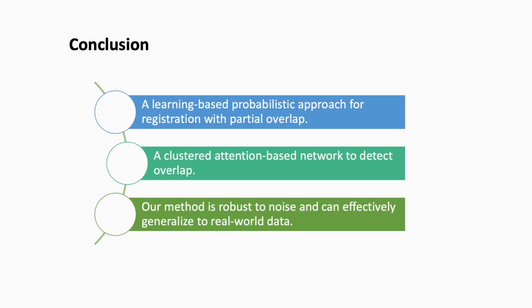We presented a learning-based probabilistic registration approach for partially overlapping point clouds. We use a clustered attention-based network to detect overlap regions between 2 point clouds and formulate the registration problem as the minimization of the discrepancy between Gaussian mixtures under the guidance of the overlap information.